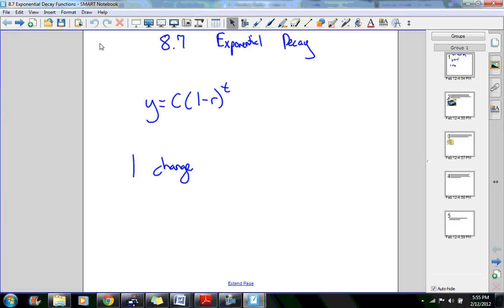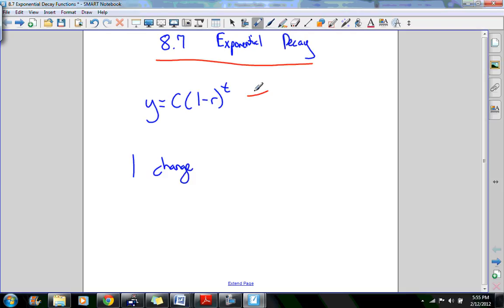All right, algebra, prepare yourselves for the shortest video of the entire year. We have 4 slides to get through, and one of them is the beginning slide. So we are working on 8.7, which is exponential decay. We're working with a formula right there, and it should look incredibly familiar, except one thing is different.